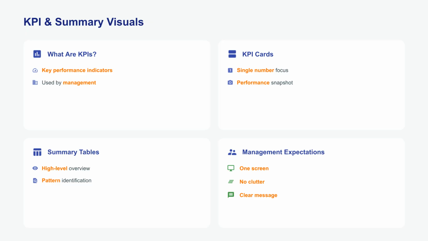Key performance indicators, or KPIs, are crucial metrics used by management. KPI cards offer a single number focus. Summary tables provide a high-level overview. Management expects clean, clear messages on one screen.